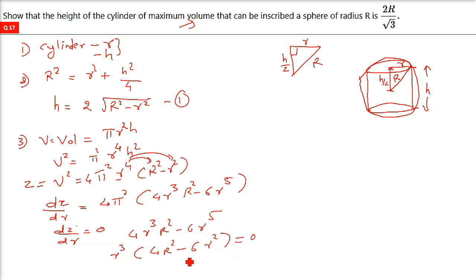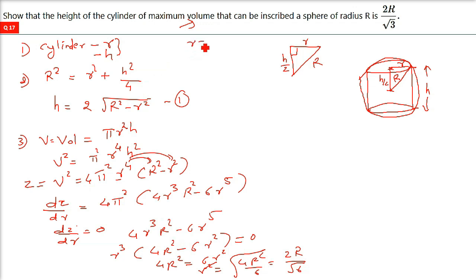r cube cannot be 0, the radius cannot be 0. So 4 R square should be equal to 6 r square. One is capital, one is small r squared. Now you have a relationship between small r and capital R here. Small r square is 4 capital R square by 6. So this square root will give you twice R, over square root 6. Let it be like that.